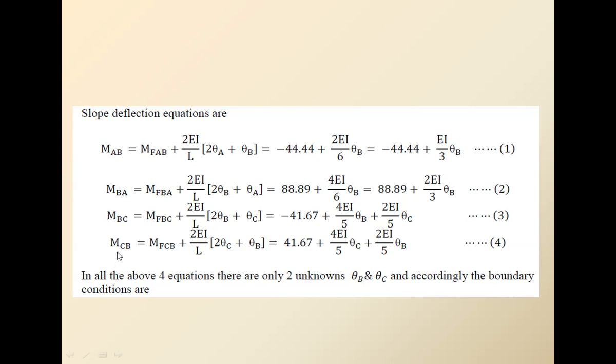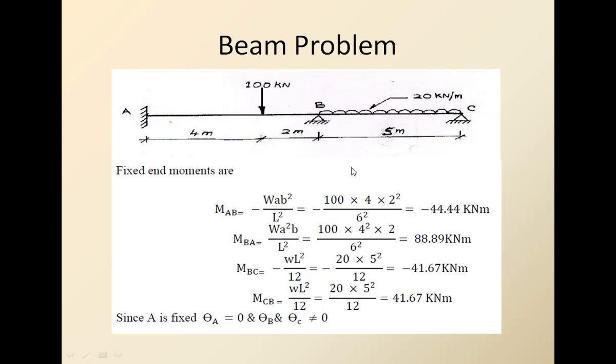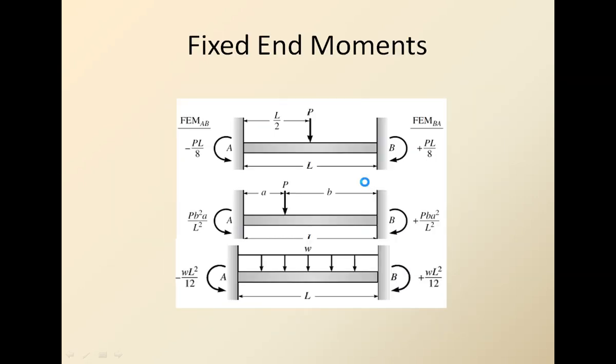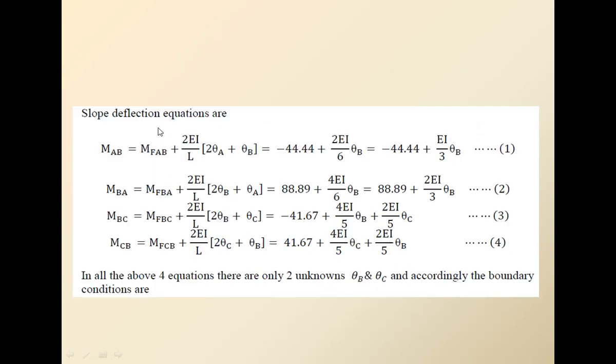So you have to formulate the slope deflection equation. Remember that in this problem there is no settlement of support. Okay, you need not add the term 3 delta by L. So we have MAB is equal to MFAB plus 2EI by L into 2 times theta A plus theta B. So you substitute the fixed end moment what we have got for the span AB. Then you write these equations. Similarly, we have to write all the slope deflection equations for the entire beam.